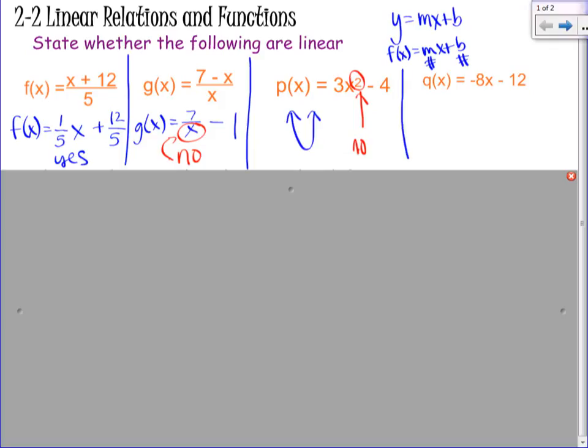All right, this next one. Is this one linear? Yes, this one already is in slope-intercept form. Okay, so that one's yes. Questions on that part? I'm going to do the same thing on the test.